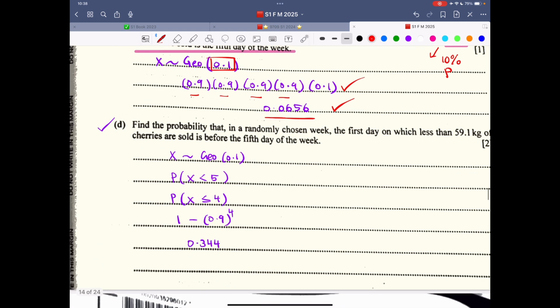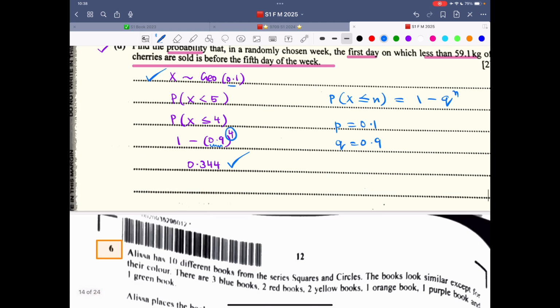Now the next one, what does it say? Find the probability in a randomly chosen week that the first day on which less than 59.1 kg of cherries are sold is before the 5th day. Again, it's the same thing. That is, x follows a geometric distribution with 0.1, less than 5, before the 5th day. Less than or equal to 4. So we have this formula, probability x is less than or equal to n is 1 minus q raised to power of n. So if p is 0.1, therefore q is 0.9. We are using this q over here, power is 4, and you get this answer.